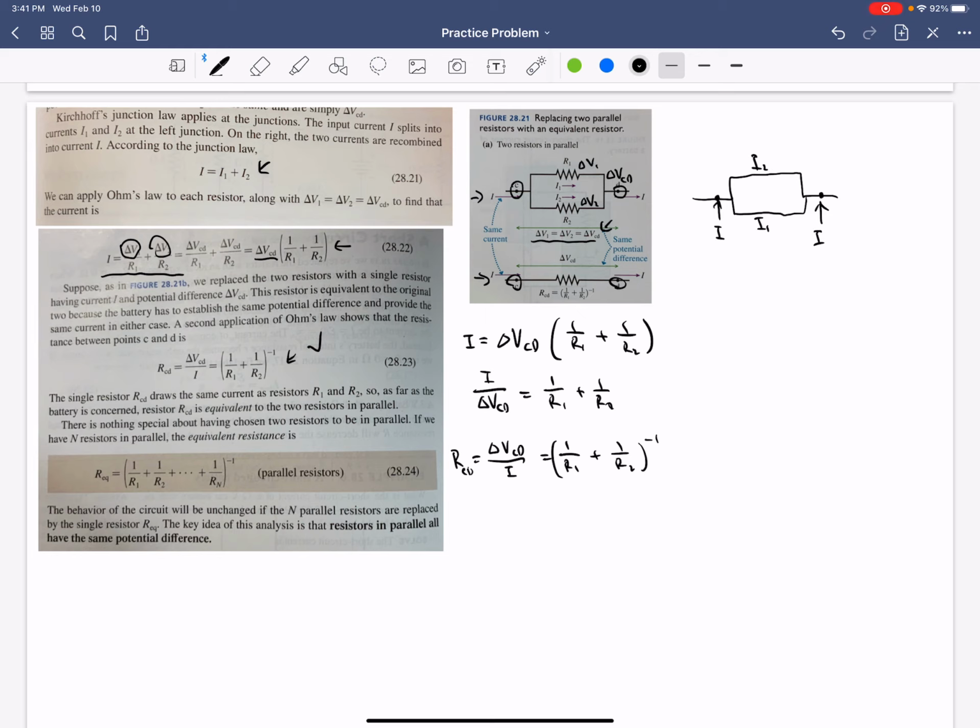There's nothing special about having chosen two resistors to be in parallel. If we have n resistors in parallel, the equivalent resistance is this. So that's equation 28.24, pretty much like this equation right here. It's saying that no matter how many parallel resistors we have, we can always replace them with one resistor of the same resistance. The behavior of the circuit will be unchanged if the n parallel resistors are replaced by the single resistor R equivalent. That's what I just said. The key idea of this analysis is that resistors in parallel all have the same potential difference. Yep, that makes sense.